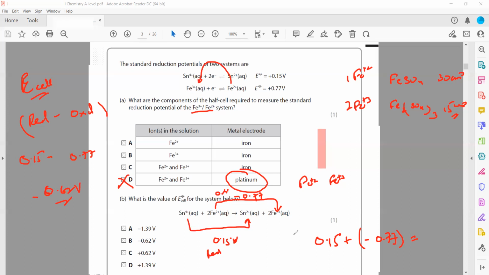We'll get the answer. Or when the equation is given, we can just use our understanding: tin 4 changes to tin 2, so the voltage produced is 0.15. Whereas iron 2 changes to iron 3, the voltage should be opposite. Why? Because iron 3 to iron 2 is 0.77. If iron 2 to iron 3, it should be minus 0.77. That's why we took minus, and we'll again get 0.62 volts.